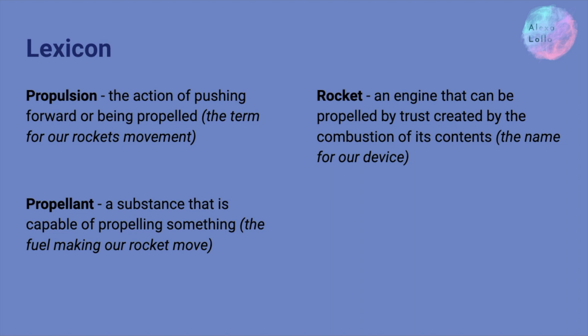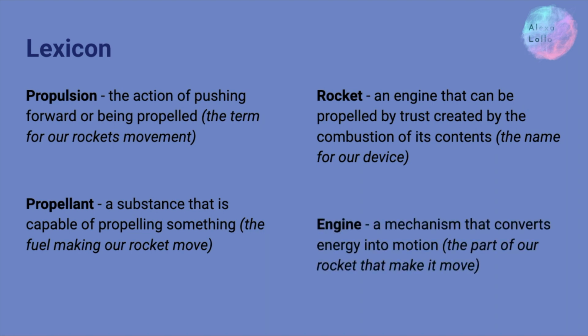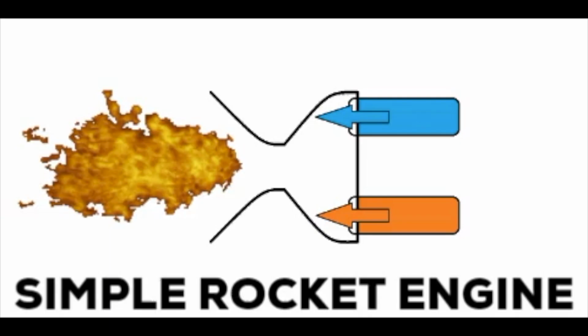A rocket is an engine that can be propelled by thrust created by the combustion of its contents. It is the name for our device. The engine is a mechanism that converts energy into motion. It is the part of our rocket that makes it move.